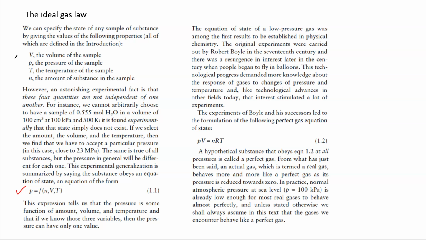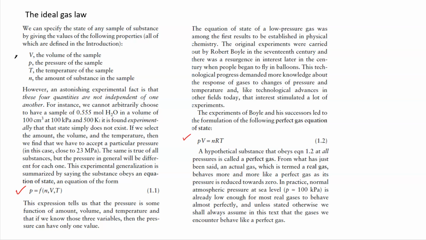So the equation of state of a low pressure gas was really among one of the first things that was determined in physical chemistry. It turns out we don't have equations of state for most substances, but for gases, we do. And this work was carried out by Robert Boyle, along with a number of his colleagues. And getting right to the gist of it, something familiar, PV equals nRT.